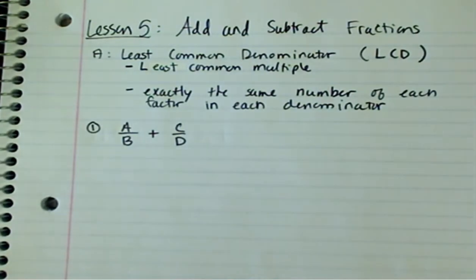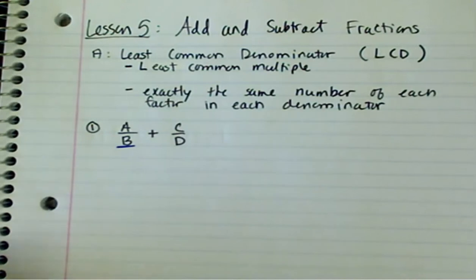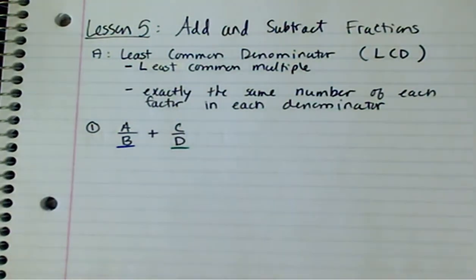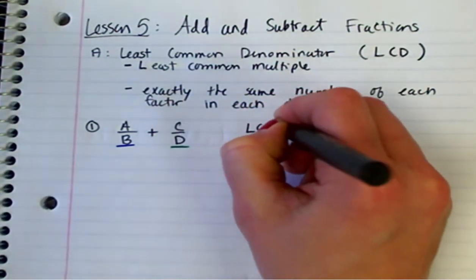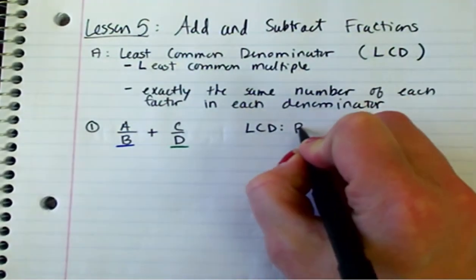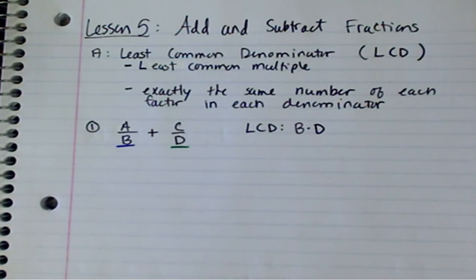Right, common denominator. Okay, so I'm going to underline B, and I'll underline D in a different color. So I have a blue factor and a green factor. I need exactly the same factors in each denominator. So when I list out my least common denominator, I look at all the different colors. I only have 2 colors, so I only need 2 factors. So that's B, D. That's the common denominator.